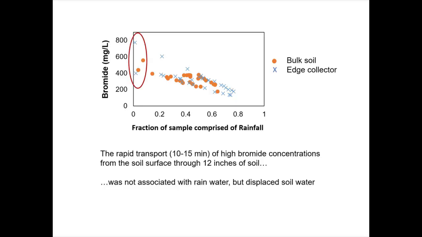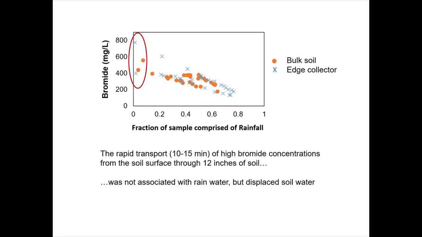And what we found was that those 4 points right there at the top, the peak concentrations we observed within 10 minutes of the start of the rainfall, weren't rainfall. They were water that was in the soil. So it's essentially saying that that rapid transport of high bromide through 12 inches of soil or around the edges wasn't rainwater. It was actually water that was displaced from in the soil.